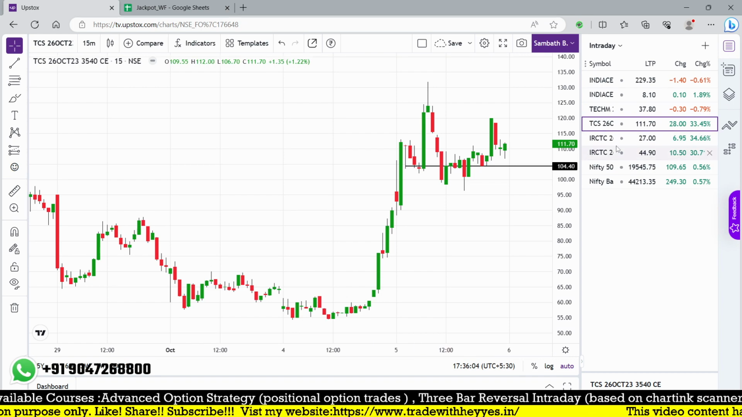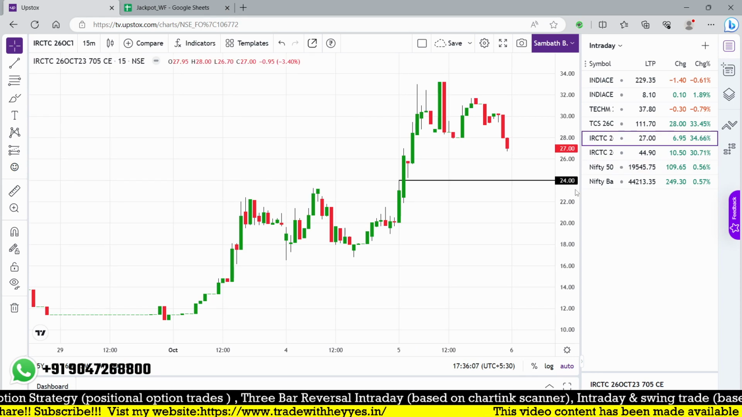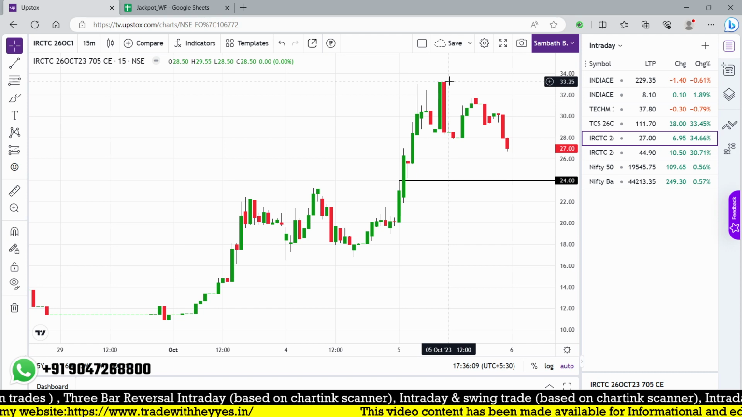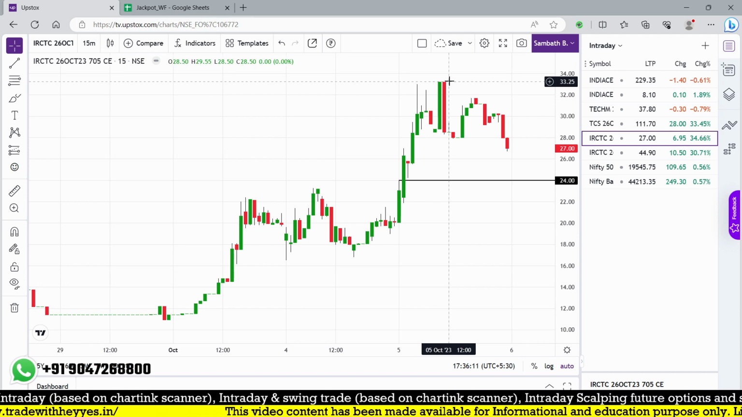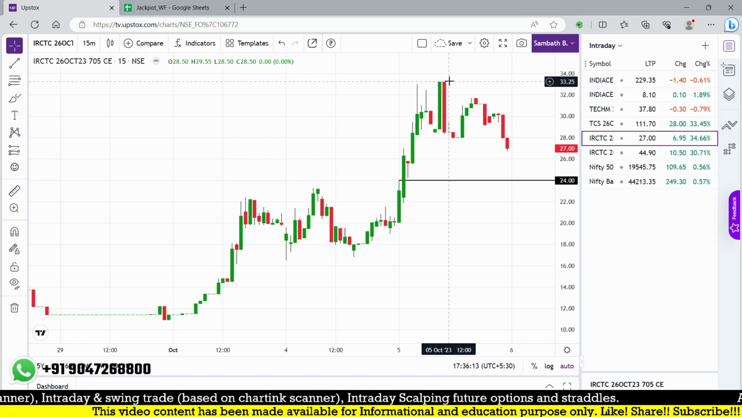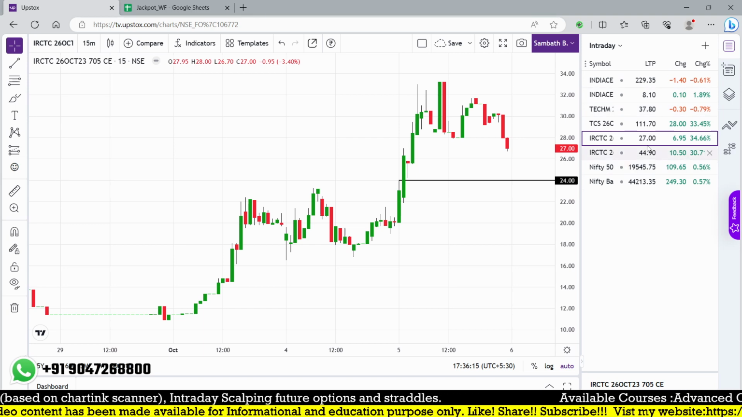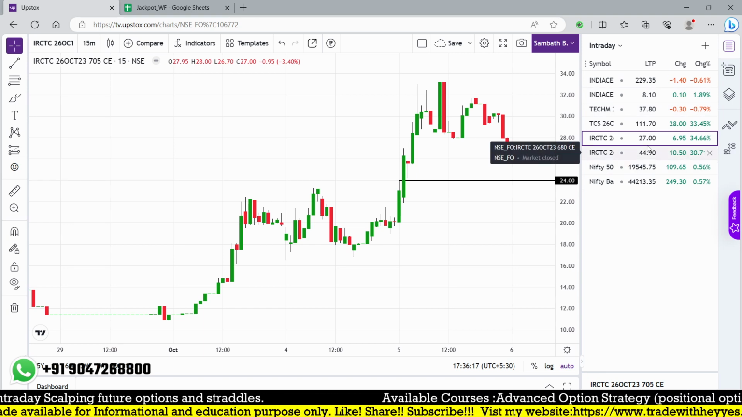And the third one is IRCTC 27. 24 is our entry point, and it went up to 33. This is an intraday trade which we found as an opportunity. So these are all the trades we are looking for today based on our Google Sheet and in our live session.